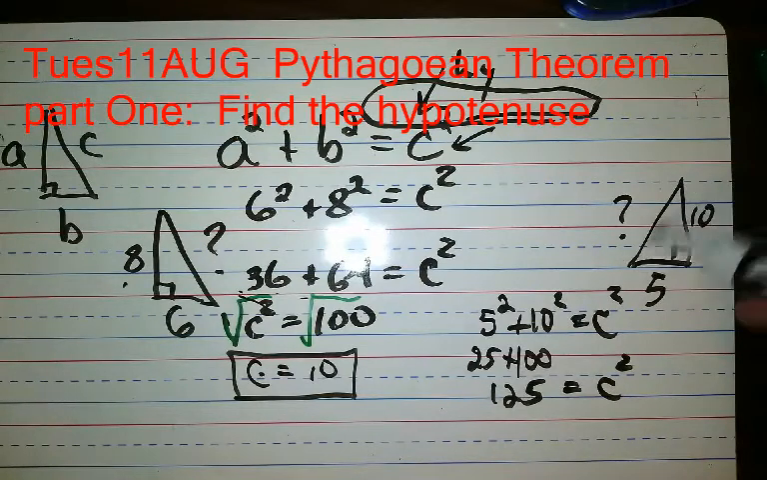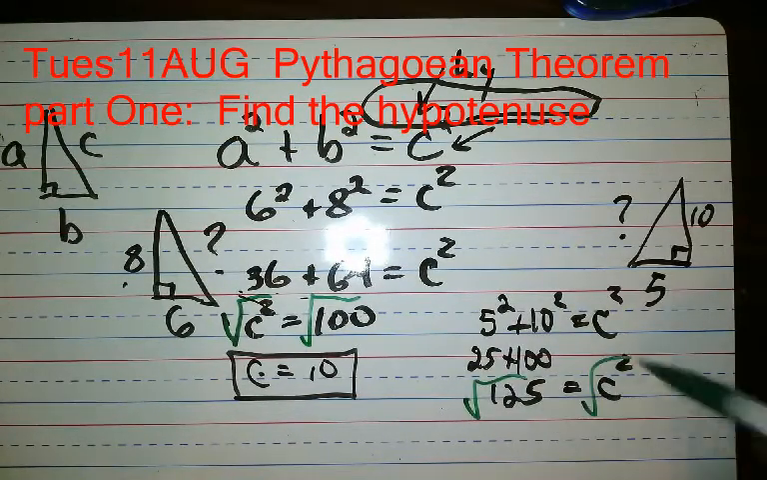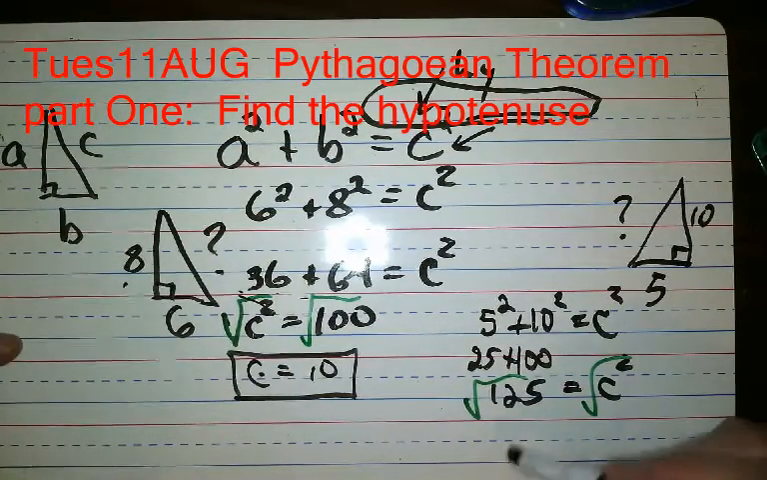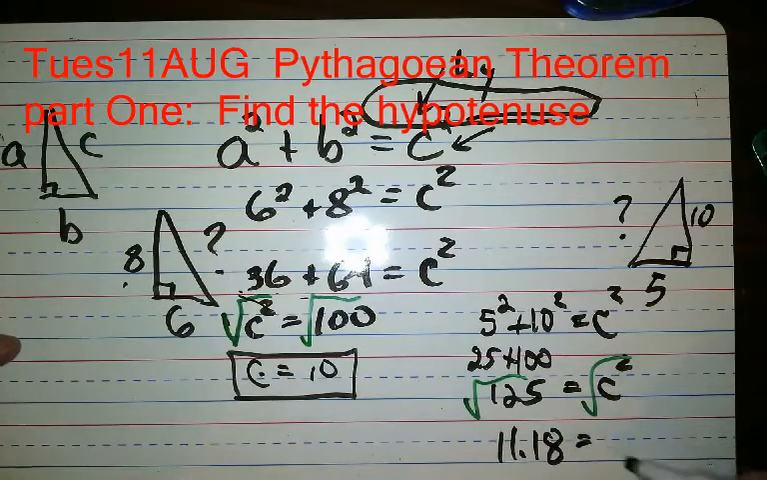But like I said before, there's no way that this is 125. So what I have to do is take the square root of both sides. And this turns out to be, it's not even. There's not a perfect square for 125. So this is actually 11.18. That is approximately what C is.